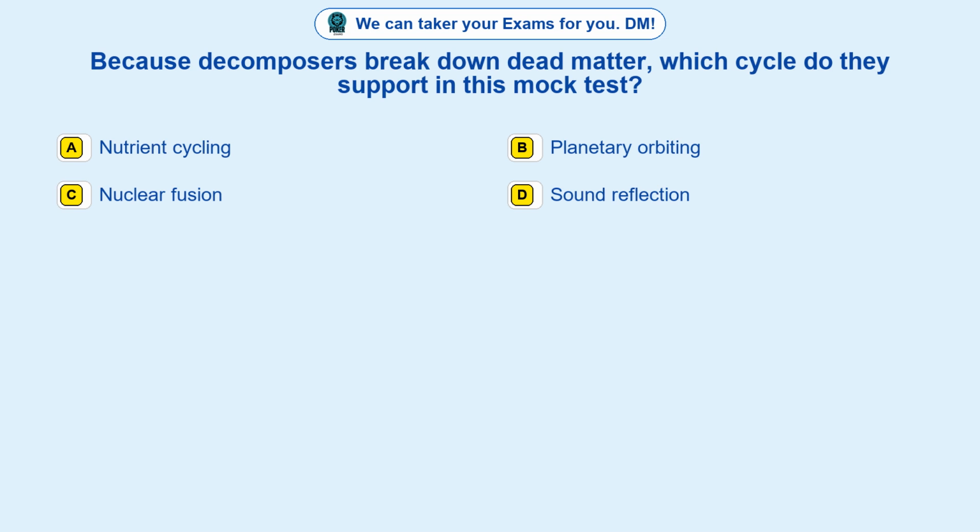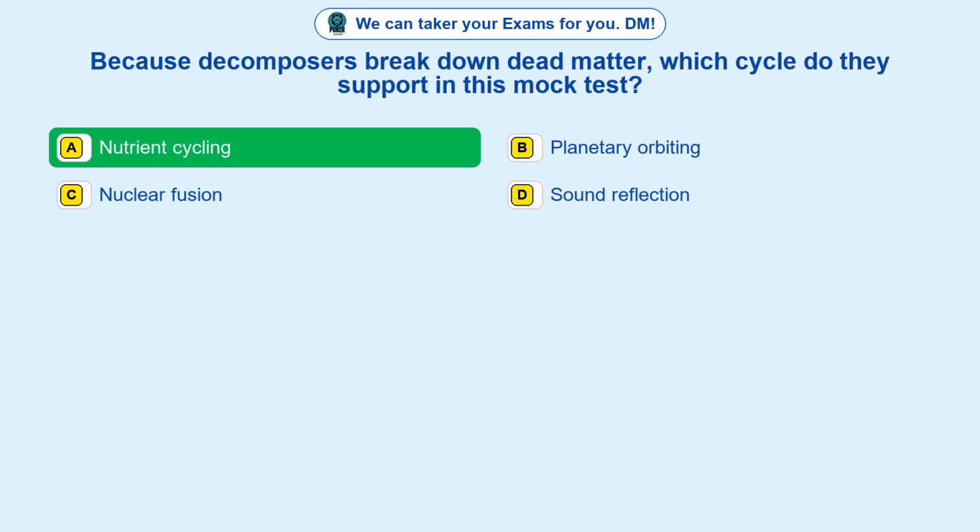Question 19. Because decomposers break down dead matter, which cycle do they support in this mock test? Option A. Nutrient cycling. Option B. Planetary orbiting. Option C. Nuclear fusion. Option D. Sound reflection. The correct answer is option A. Nutrient cycling.